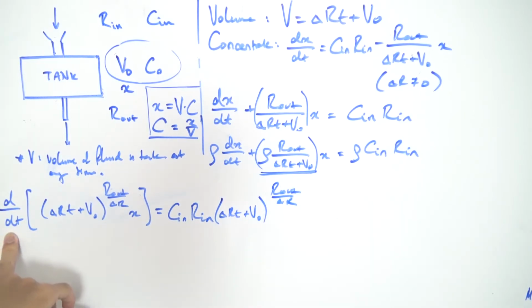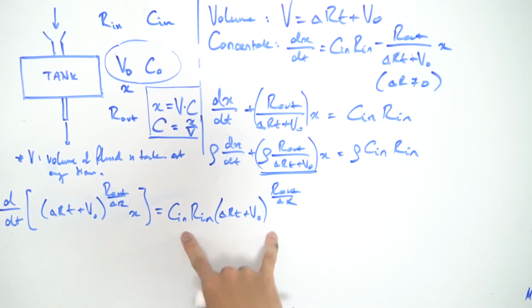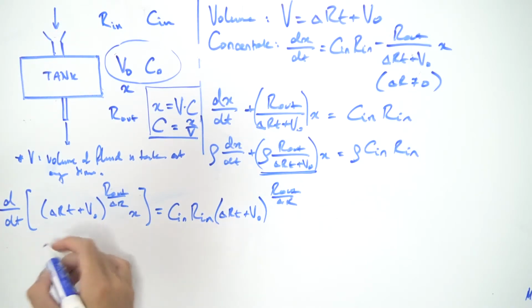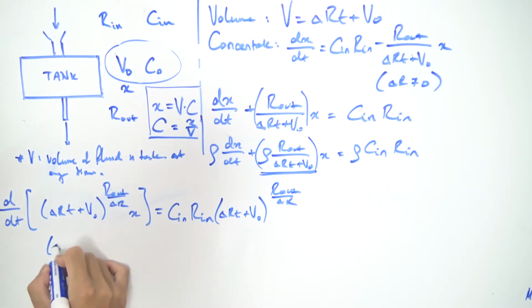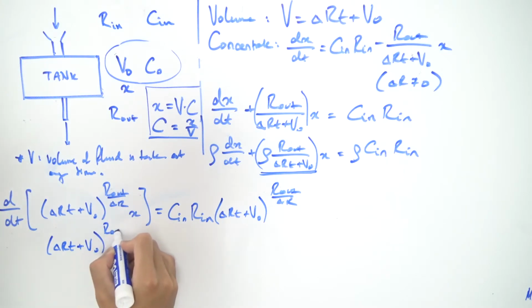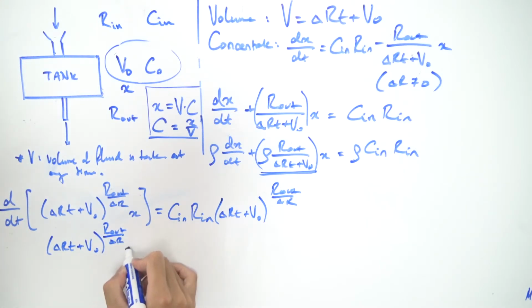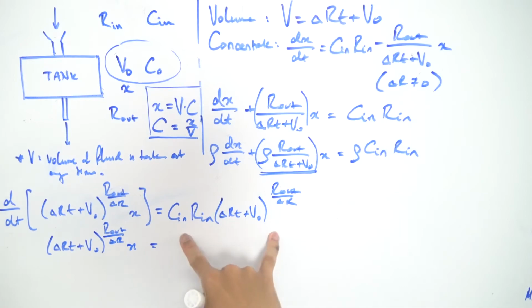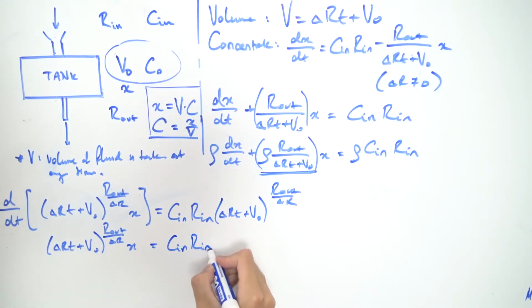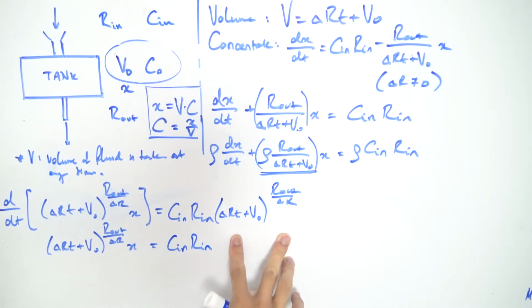Alright, now we have another kind of differential equation. We have a derivative of something is equal to something else. So in order to get rid of this derivative, let's integrate both sides with respect to t. So now this left-hand side is just going to be turning into this function we have in here, which is delta rt plus v naught raised to the r out over delta r times x, and that's equal to the integral of this thing, which is Cn Rn. Those are just constants, and integrating this isn't really too bad.